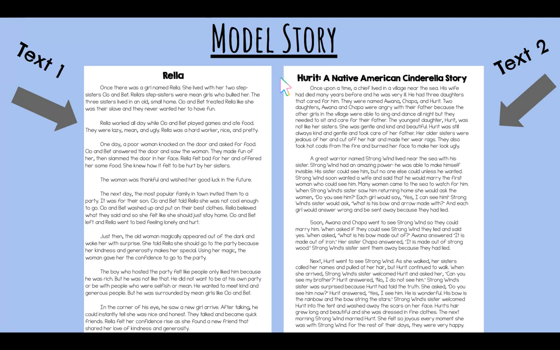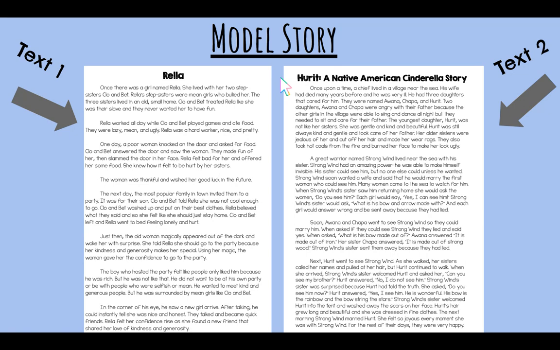A great warrior named Strong Wind lived near the sea with his sister. Strong Wind had an amazing power. He was able to make himself invisible. His sister could see him, but no one else could unless he wanted. Strong Wind soon wanted a wife and said that he would marry the first woman who could see him. Many women came to the sea to watch for him.